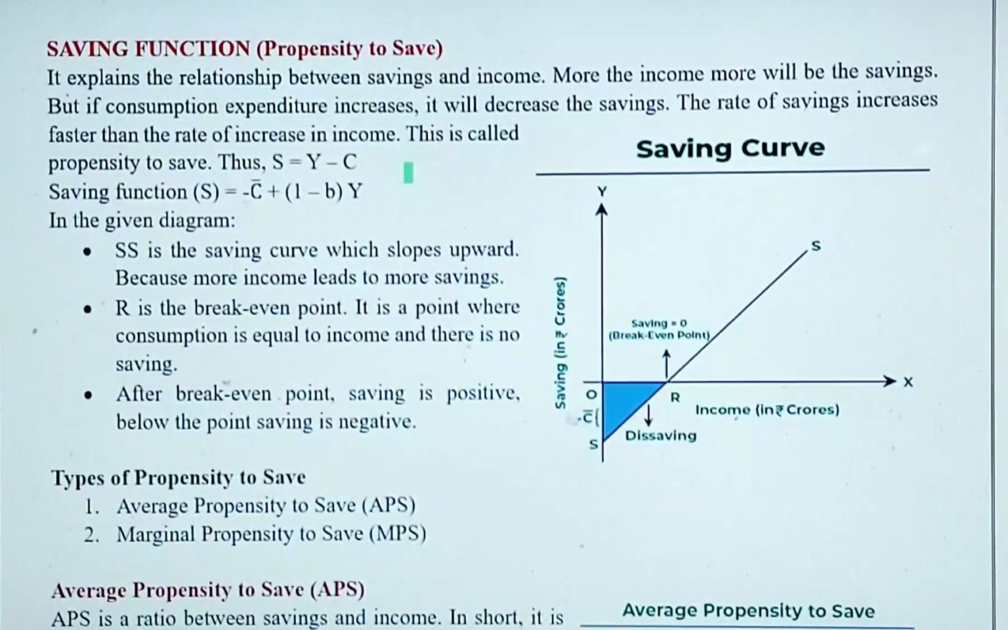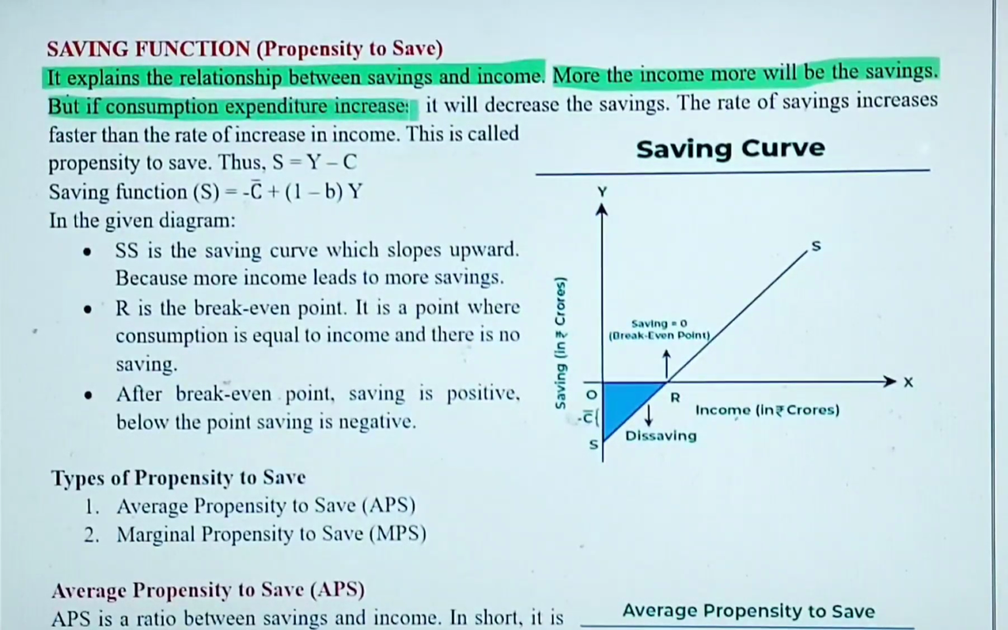So let's start with the meaning. Saving function explains the relationship between saving and income, as the name implies. This you must keep in mind. The more the income, the more will be the saving. So that is the basic. And if the consumption expenditure increases, it will decrease savings.